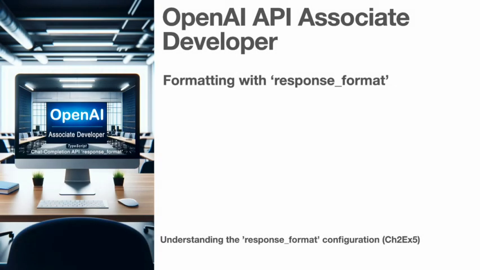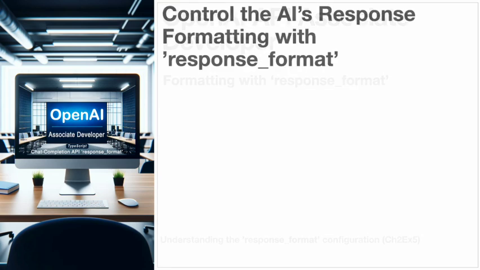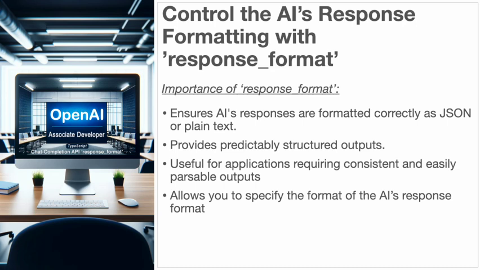Welcome back to the OpenAI Associate Developer course. In this session, we're going to explore the response format configuration property for our chat completion configuration object. This property is crucial for ensuring that the AI's responses are formatted correctly as either valid JSON or plain text. Either way, this property helps ensure you receive more predictably structured outputs.